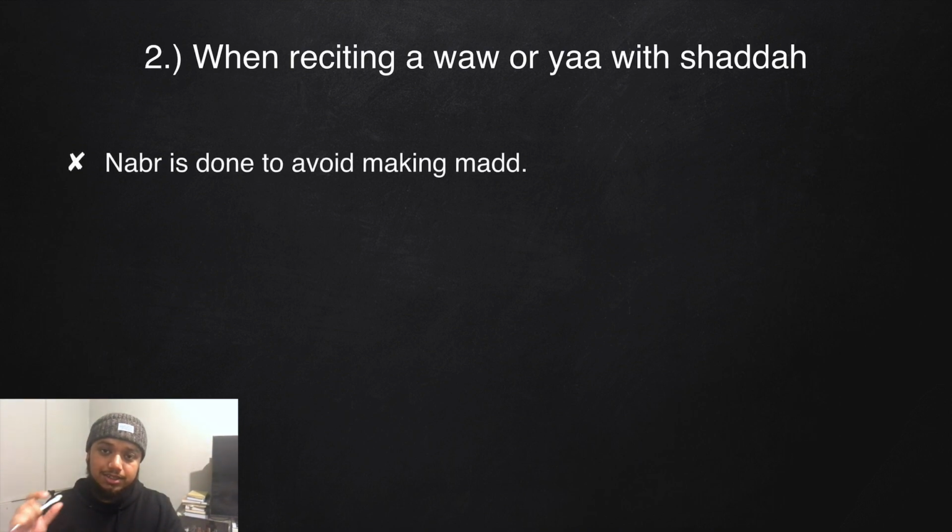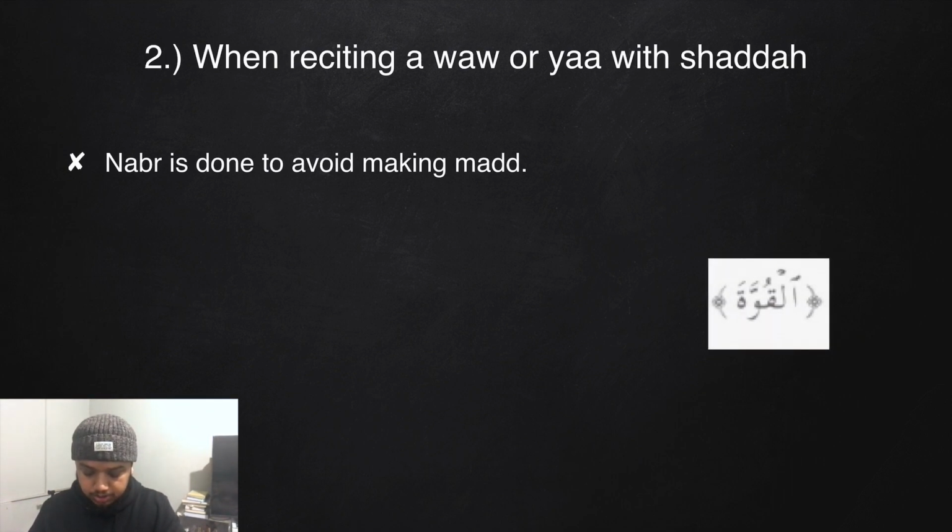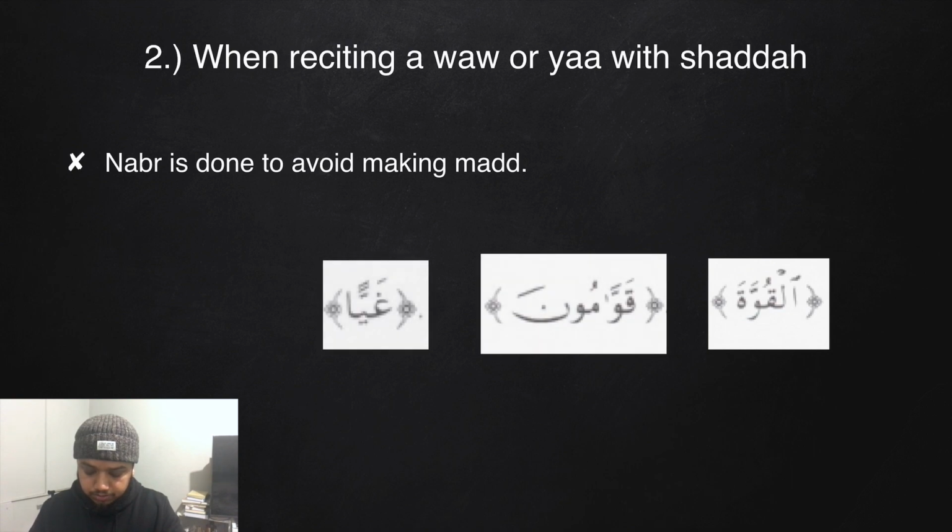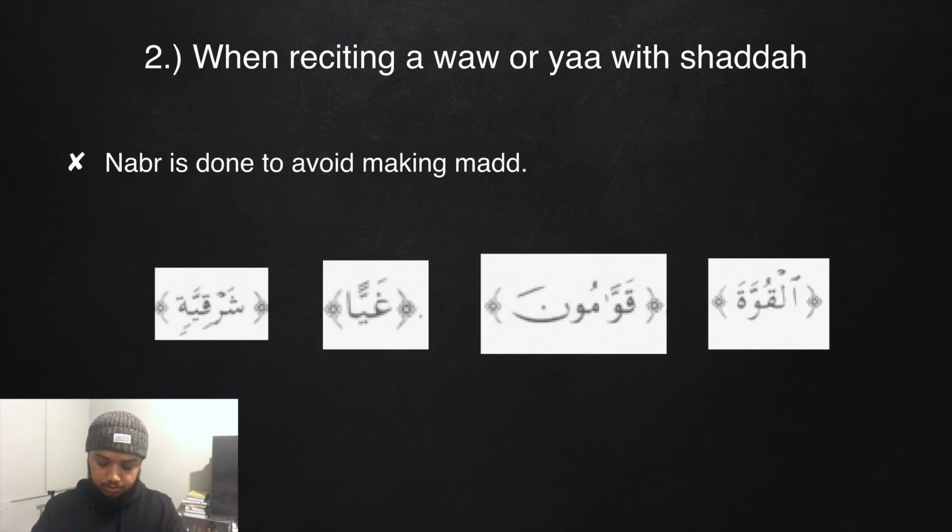So in this instance, nabr is done in order to avoid making mad. And as we know, mad means to stretch. So we have 4 examples. We have al-quwwa. Here we have a waw with a shaddah on it. Whenever we have a waw or a ya with a shaddah on it, we must raise our voice slightly. We must do nabr in order to avoid making mad.